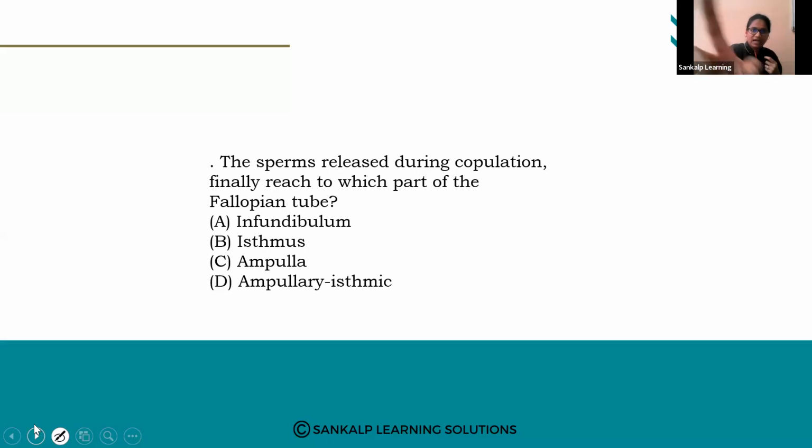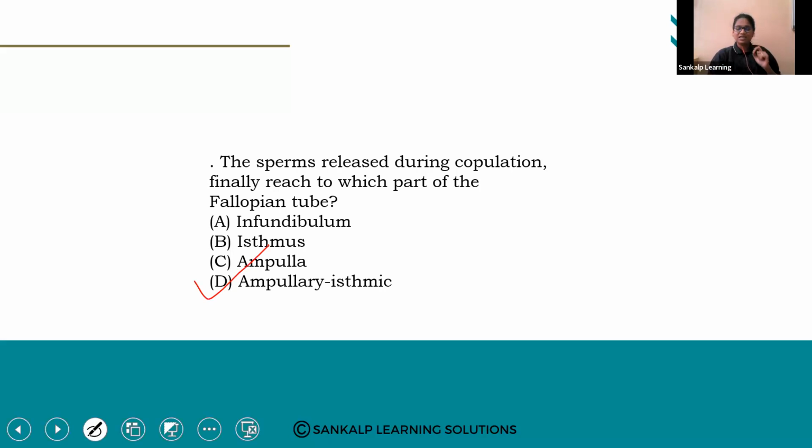Answers are not coming in. Guys, just one minute, those who answered, please answer once again. Komala answered it, Anvita answered it, Nagini answered it, Priyanka answered it. So here the answer is option D, the ampullary isthmic region, where the sperms will reach, and where the egg will also be released and reach. There the fusion of male and female gametes takes place. So option D is the right answer. Option D. Next question.